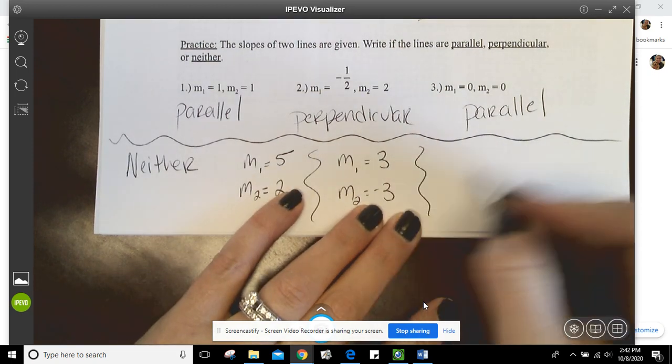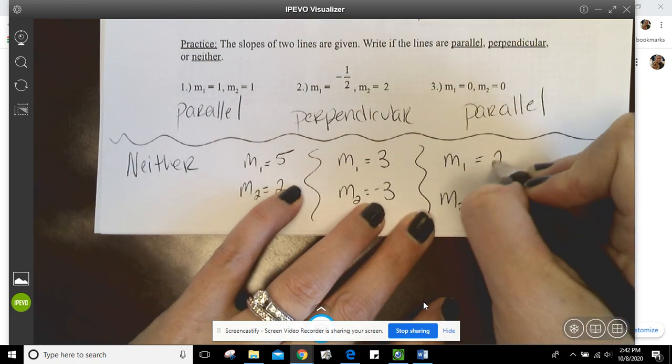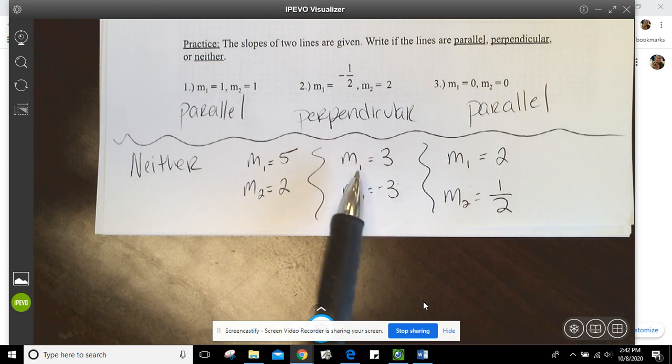And then the other one you have to be careful with is if they give you reciprocals, like 2 and 1/2, but they're both positive. So it's only perpendicular if it's both opposite and reciprocal. It has to be one. So these are all examples of lines that are just intersecting. They're not parallel or perpendicular.